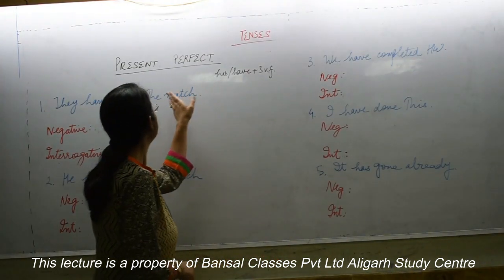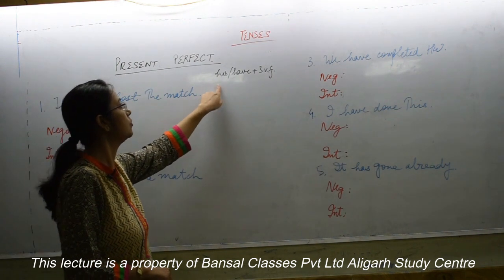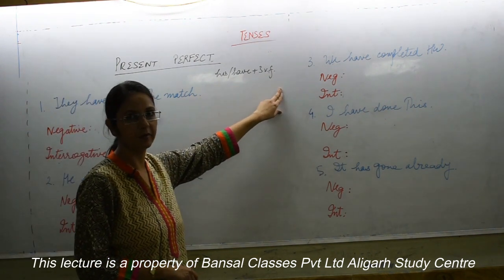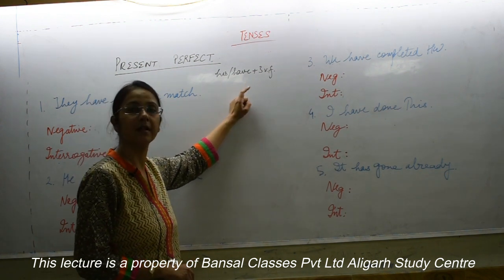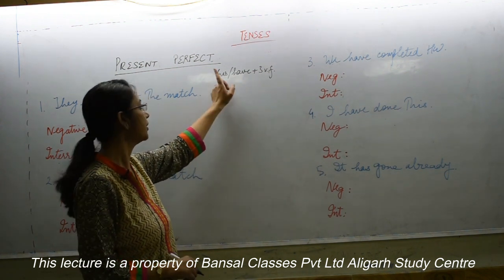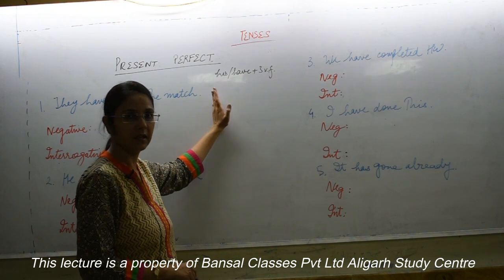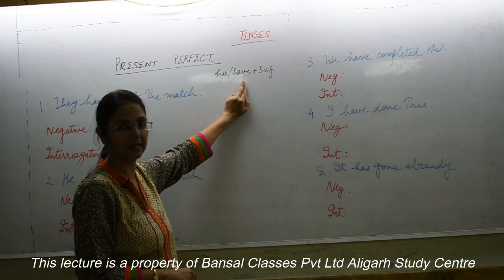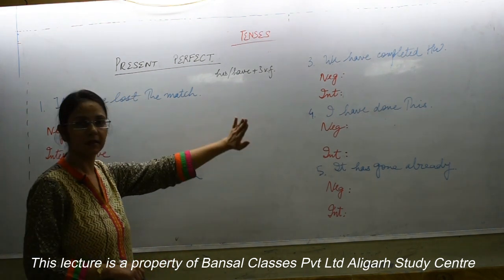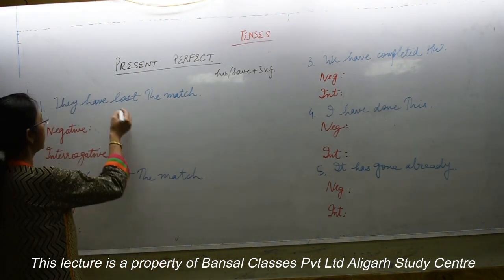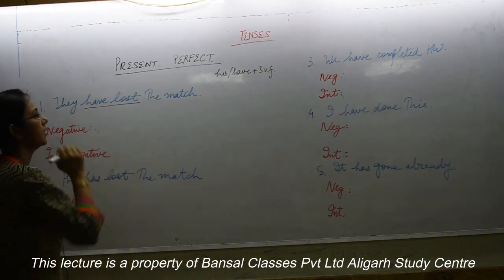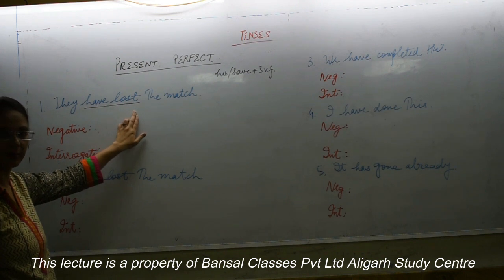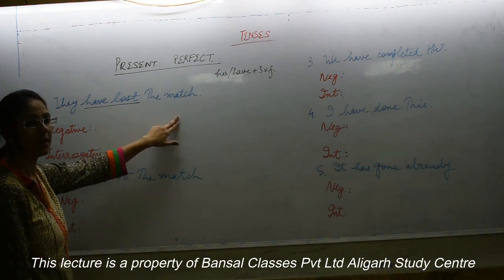So in present perfect tense, we make use of has or have plus the third form of verb. Again, has or have depend upon the subject, like she has, he has, teacher has, I have, you have, they have, etc. Plus the third form of verb. Let's check out the examples now. They have lost the match. So they will come with have, and lost is the third form of verb. So they have lost the match.